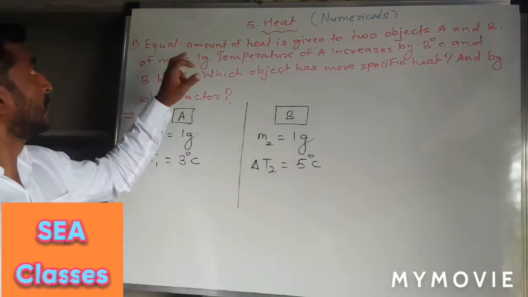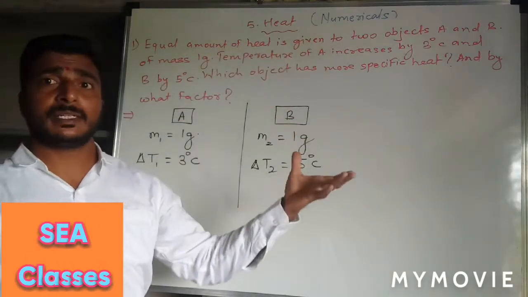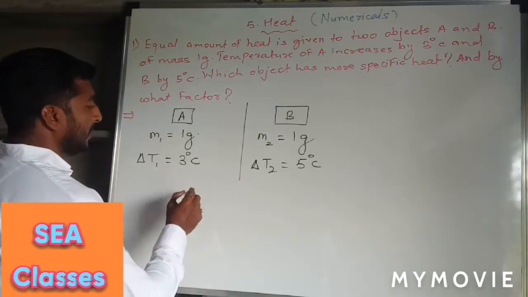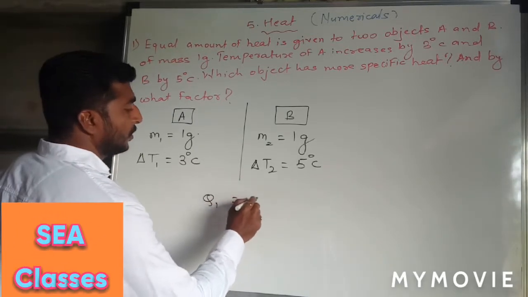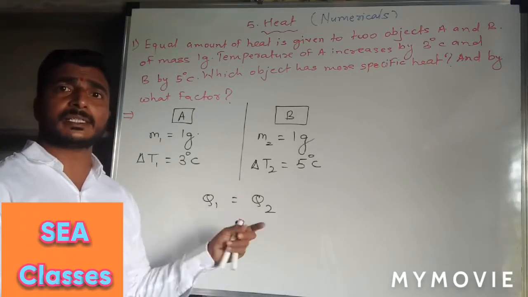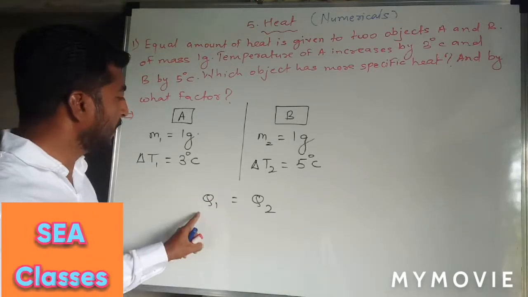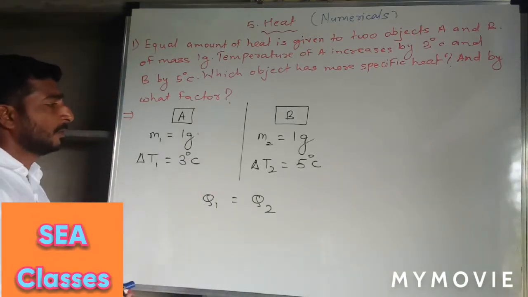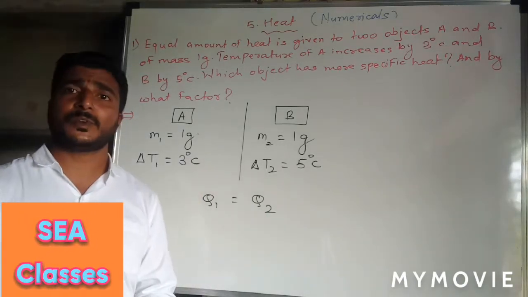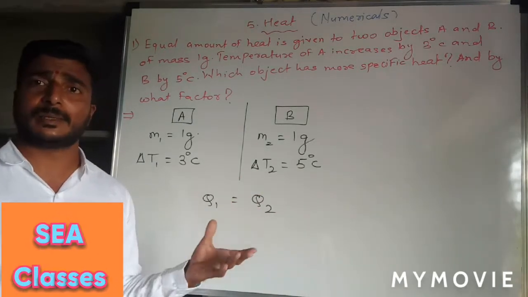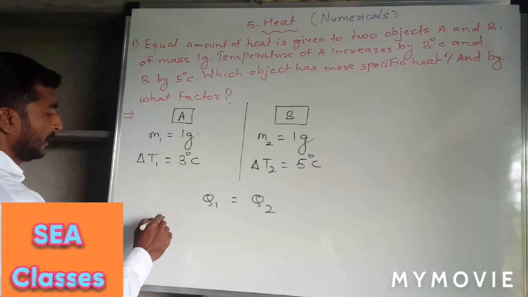Now you will see that an equal amount of heat is given. Equal amount of heat given means Q1 is equal to Q2. The heat given to both objects is equal, and that is why Q1 will be equal to Q2. Now you know the formulas. Which formula do you have to take? Since delta T is there, there is a change in temperature, so we take the first formula.